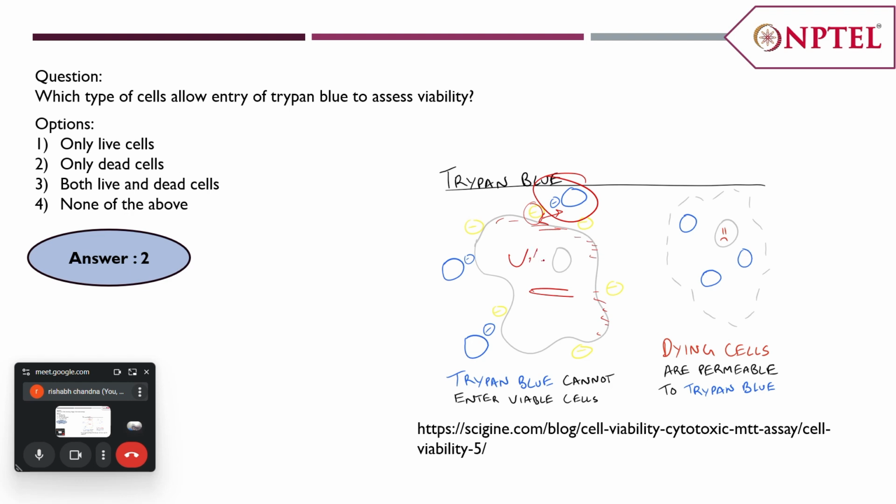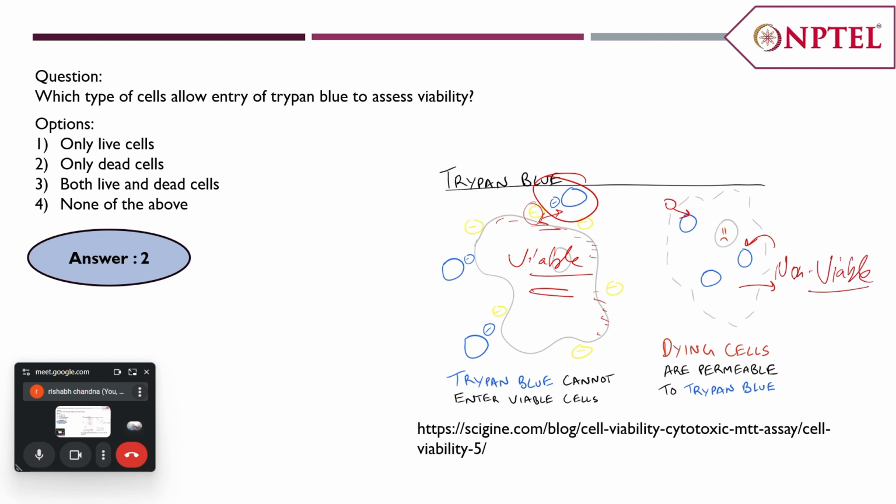So this is a viable cell. But in the case of dead cells, what will happen? There is a degeneration of the cell membrane. In that case, the trypan blue can easily enter the cells and accumulate inside the cytoplasm. So they are generally permeable to trypan blue, and trypan blue accumulates inside the cell, showing that the cells that are blue are dead or non-viable. So this is the case of non-viable cells.